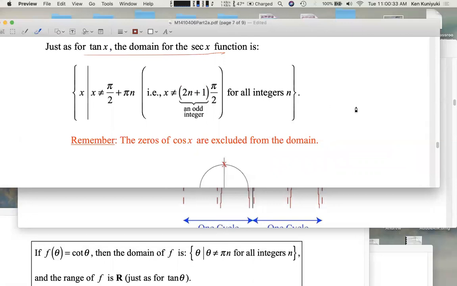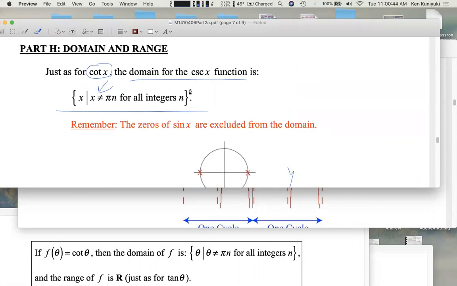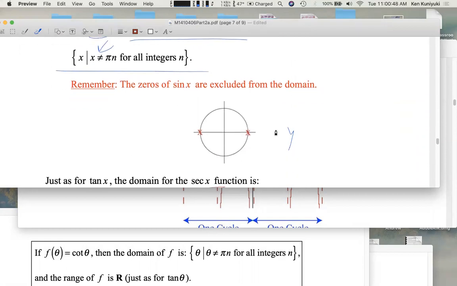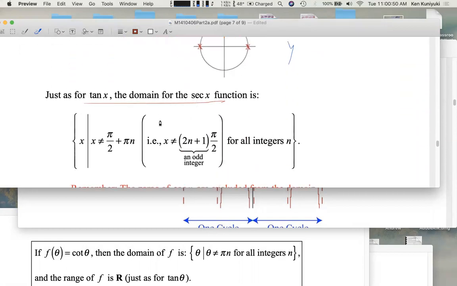Now notice that when you write the domains and the ranges for the 6 basic trig functions, that's a great exercise, these sets tend to pair up. Again, the domain for cosecant of x and the domain for cotangent of x are the same. Likewise, the domain for secant of x and the domain for tangent of x are the same.